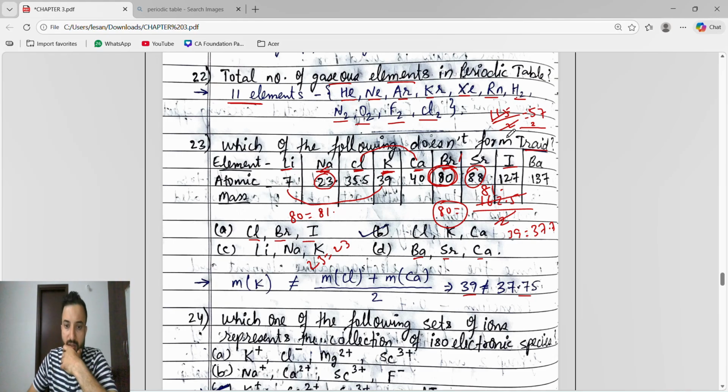So which of the following does not form triad? Calcium, bromine, iodine. Correct answer is this. Does not form triad means the mass of the middle element should not equal the average mass of the first and third element.